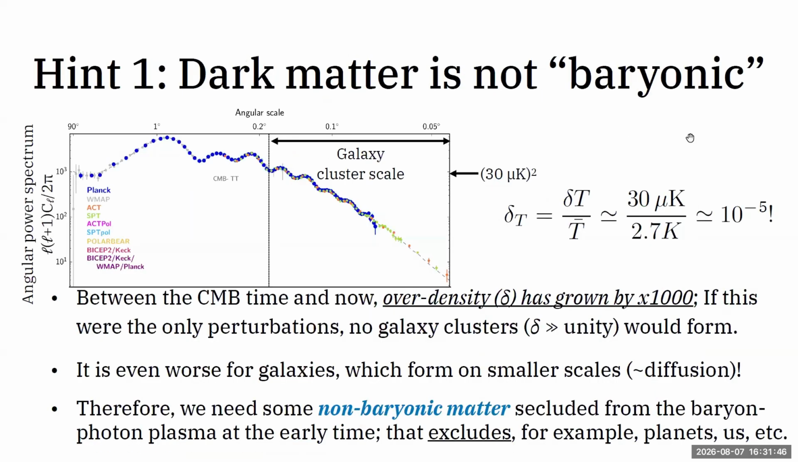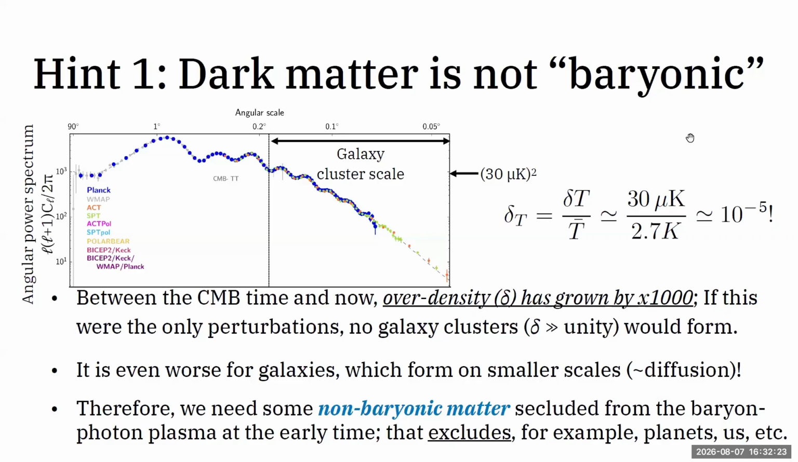First, dark matter is not baryonic. The evidence is coming from the cosmic microwave background. This is the CMB power spectrum of temperature fluctuation. This is another way of looking at the hot and cold spots in the CMB. The y-axis is the fluctuation amplitude. You can think of that as an RMS of the fluctuation. The x-axis is angular scale. You can think of that as a scale at which you smooth the CMB anisotropy.